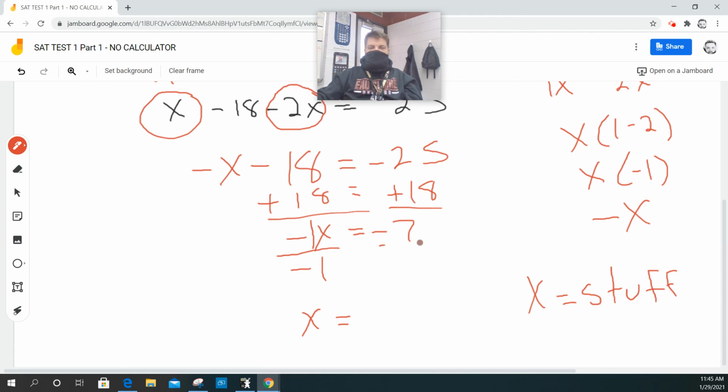But remember, whatever I do on one side, I have to do to the other. -7 divided by -1, when you divide a negative by a negative, it becomes positive. x equals 7.